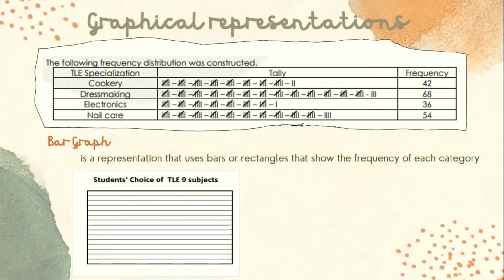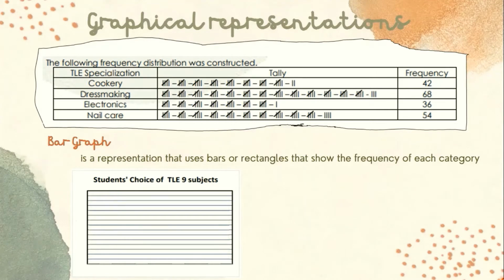In constructing bar graphs, napaka-importante kung ilan yung elements natin for that specific representation. In this case, dalawa lamang yung ating elements. Yung TLE specialization, we only have 4, at yung frequency per TLE subject. There will be some instances wherein mas complex yung ating bar graph dahil mas maraming elements.